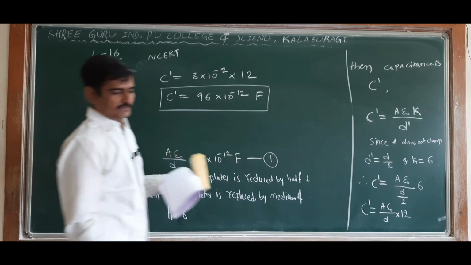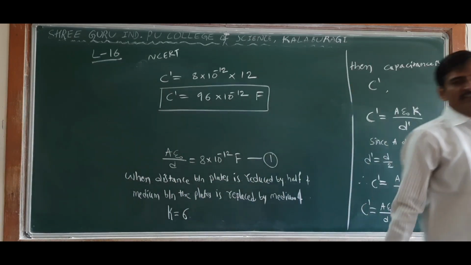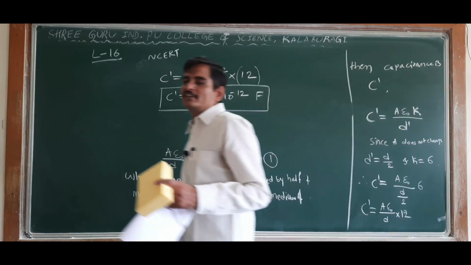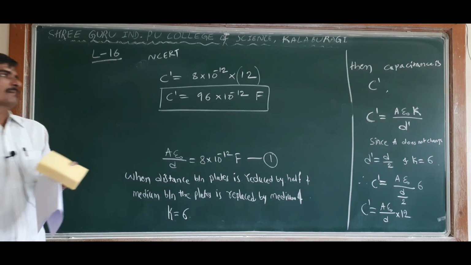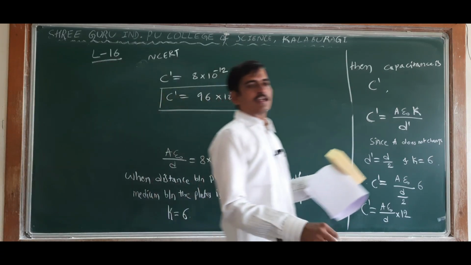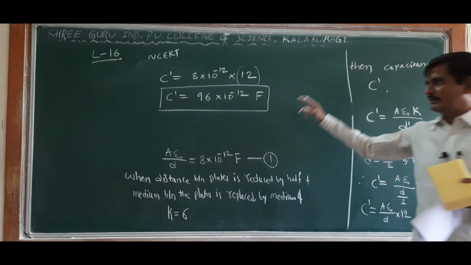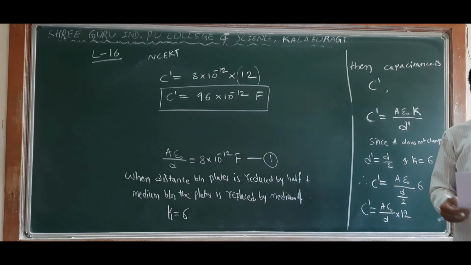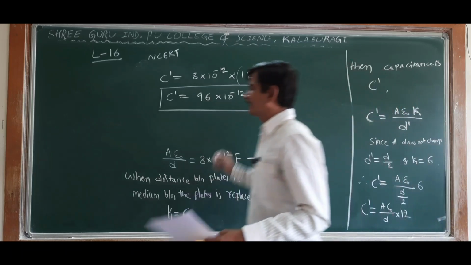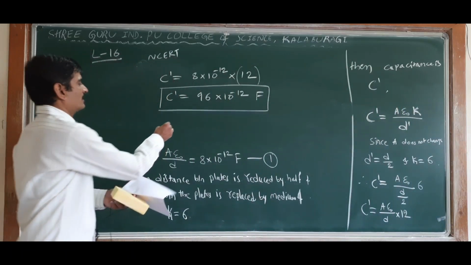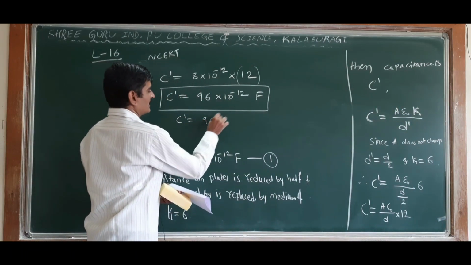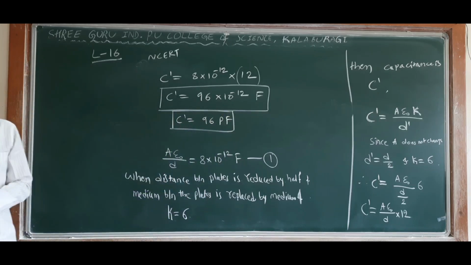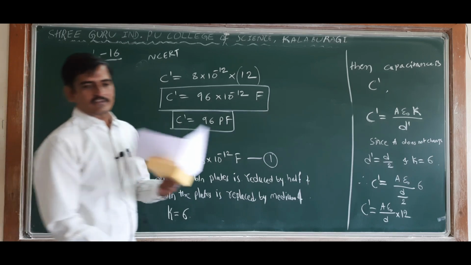Or you can just simply say that the capacitance of the capacitor increases by 12 times the initial value. That is C dash is equal to 96 into 10 to the power minus 12 farad, or 96 picofarad. Understood? Okay, this is from the NCERT book.